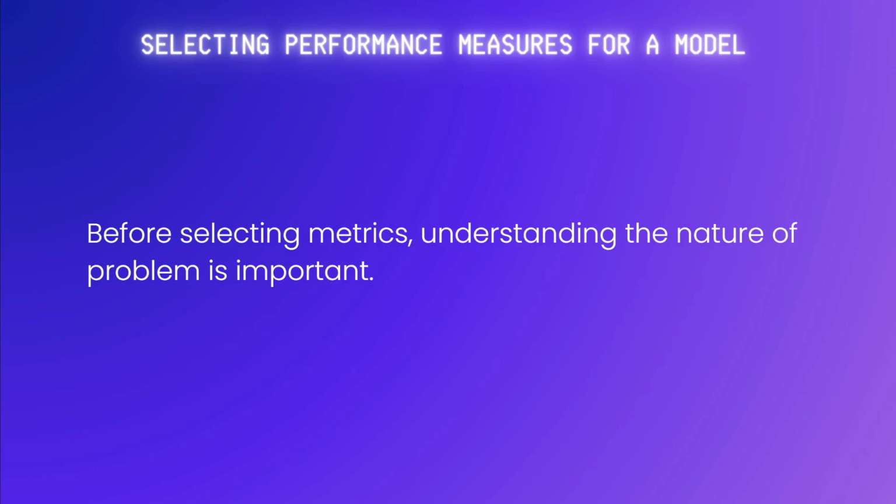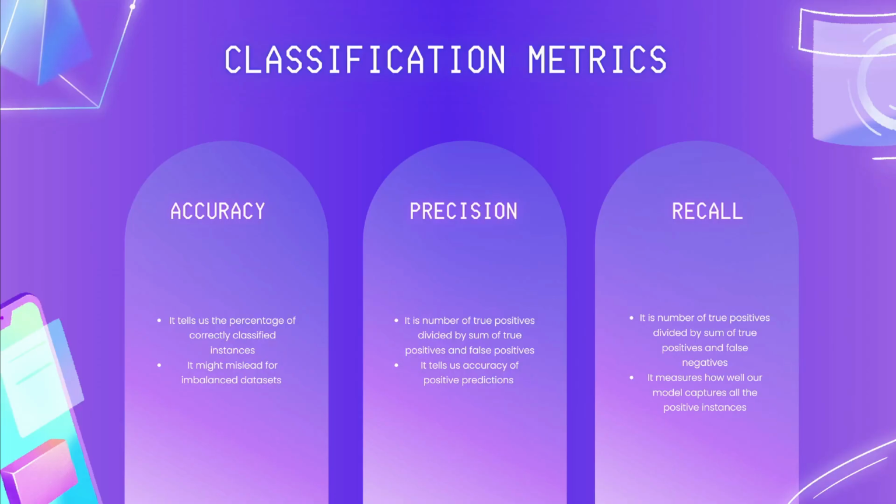our problem. So before selecting the metrics, we need to understand the nature of the problem which we are trying to solve. Is it a classification task or a regression task or something else? This foundational knowledge helps tailor our performance evaluation. Based on the task, we have different types of performance measures in ML. So let's see what are the common classification metrics we can choose.